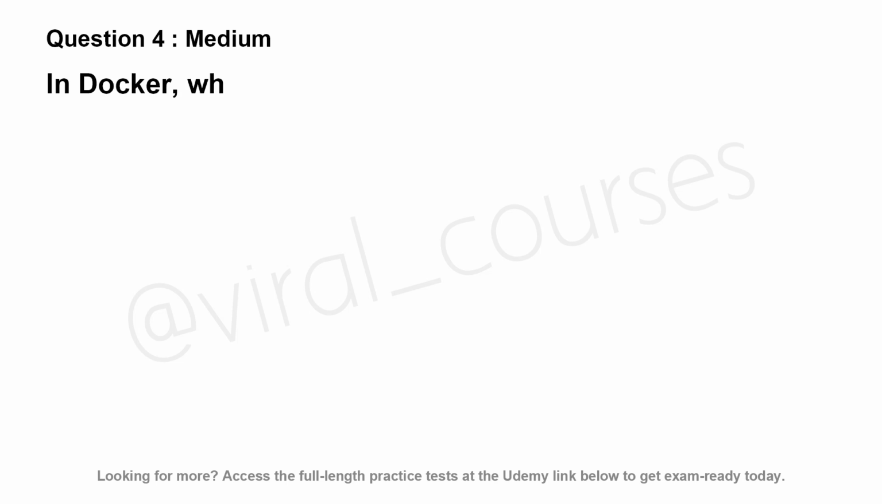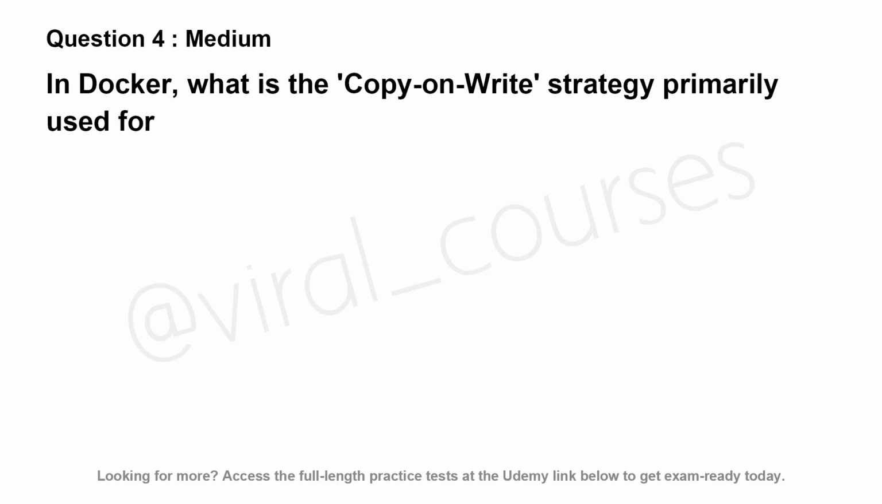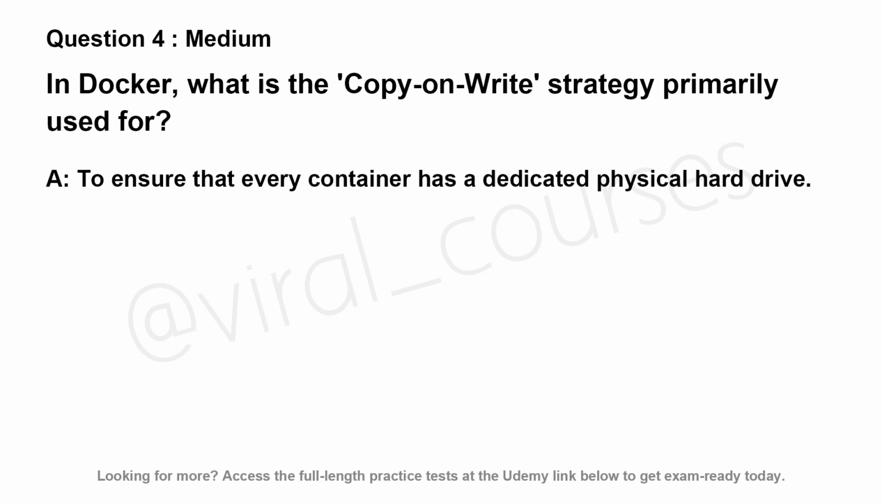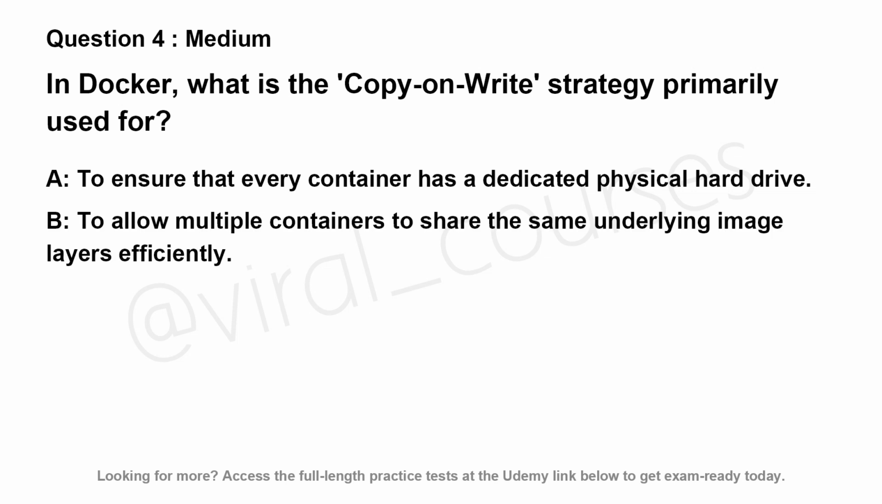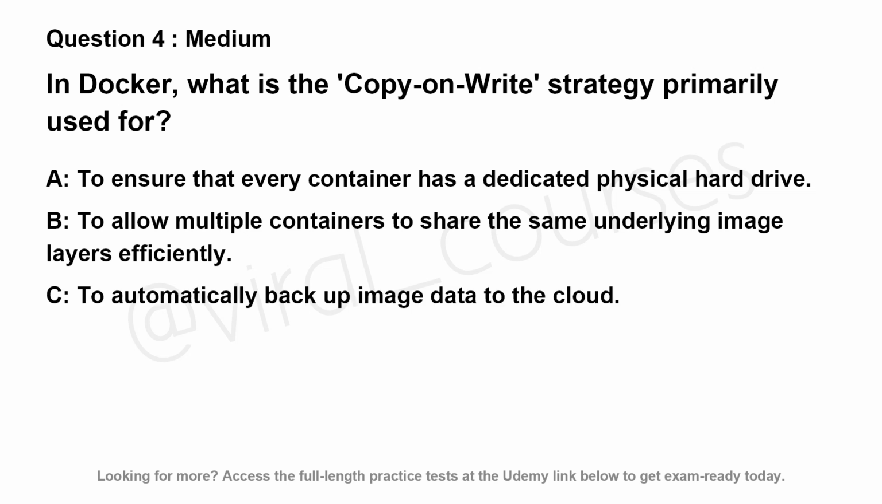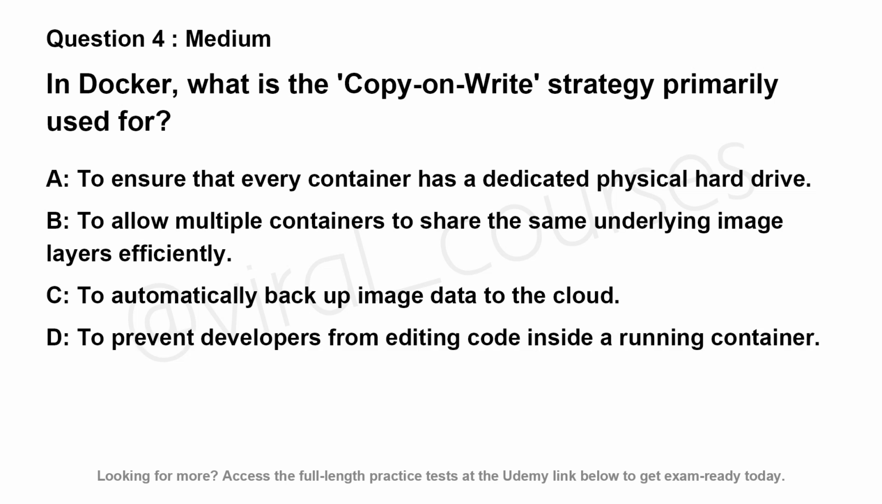In Docker, what is the copy on write strategy primarily used for? Option A. To ensure that every container has a dedicated physical hard drive. Option B. To allow multiple containers to share the same underlying image layers efficiently. Option C. To automatically back up image data to the cloud. Option D. To prevent developers from editing code inside a running container.